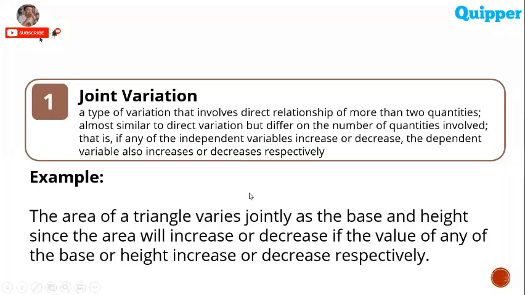We're now at the third type of variation, which is joint variation. It is a type of variation that involves a direct relationship of more than two quantities, almost similar to direct variation, but differing in the number of quantities involved. That is, if any of the independent variables increase or decrease, the dependent variable also increases or decreases respectively. For example, the area of a triangle varies jointly as the base and height, since the area will increase or decrease if the value of either the base or height increases or decreases respectively.